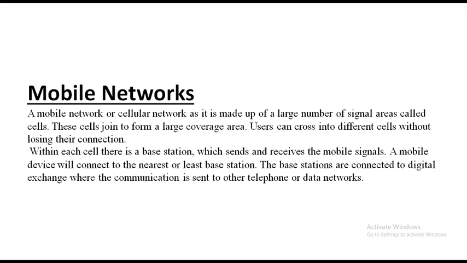Next one is mobile network. So what is mobile network? Mobile network or cellular network is a network made up of a large number of signal areas. Those signal areas are called cells. These cells join together and form a large coverage area.